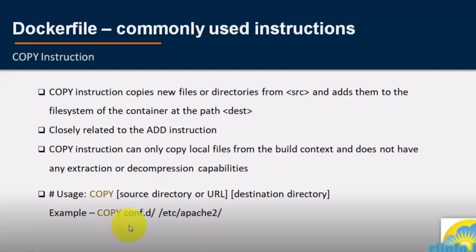Let's look at the example of copy instruction. This will copy files from the conf.d directory to the /etc/apache2 directory. The source is a directory and the destination ends with a trailing slash. So it will be considered as a directory, and the entire contents of the source are copied to the destination directory. If the destination does not end with the trailing slash, it is considered as a regular file and the contents of the source are written and not copied at the destination.